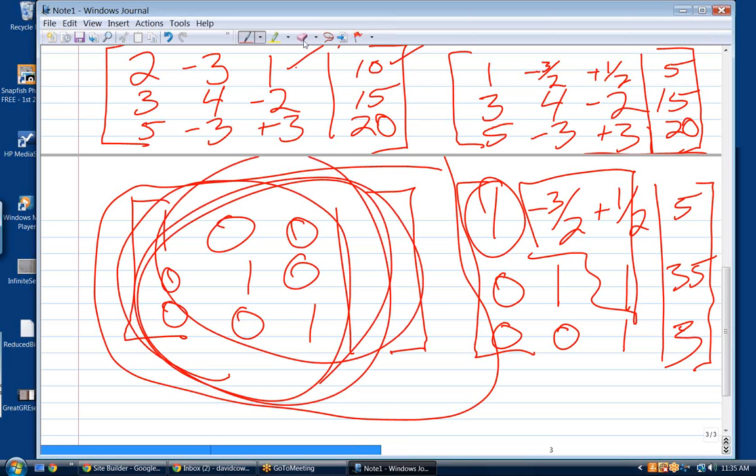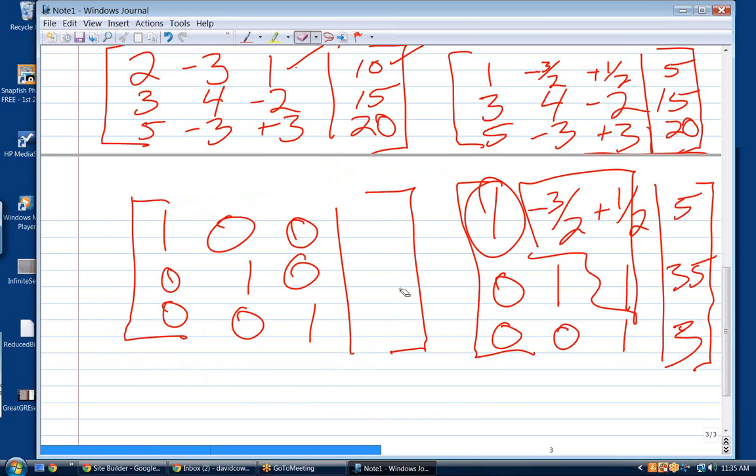So at some point you're going to get to the point where they're going to want you to know how to manually manipulate these rows and add them to one another and switch them around, but in the end you're going to use your calculator to solve it.